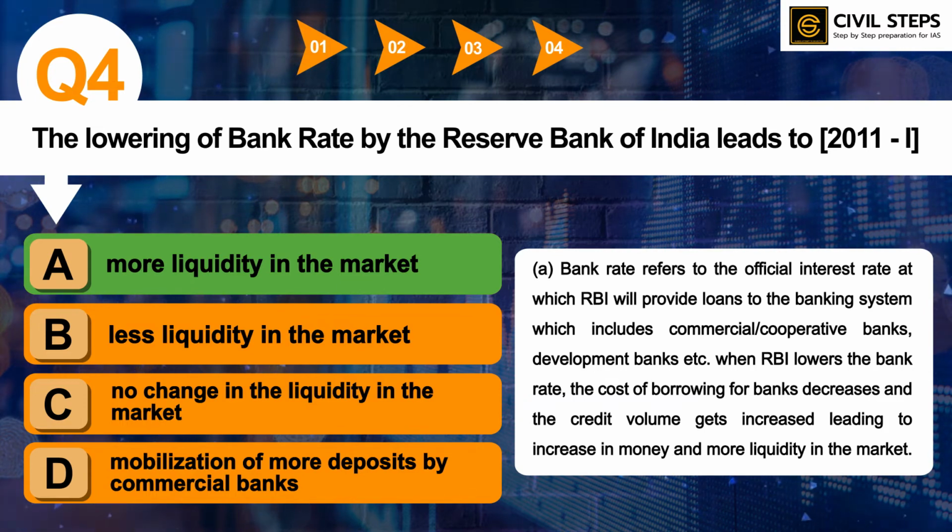And in qualitative tools also, you can learn about rationing of credit, loan to value requirement ratio. So you should know about that. You should also know about the monetary policy committee. So all these concepts are interrelated. So you can read all about that from standard sources and basic NCERTs. So this was all about question number 4.